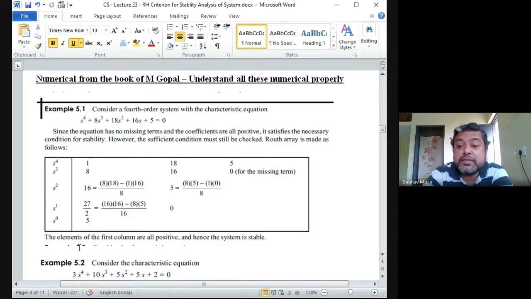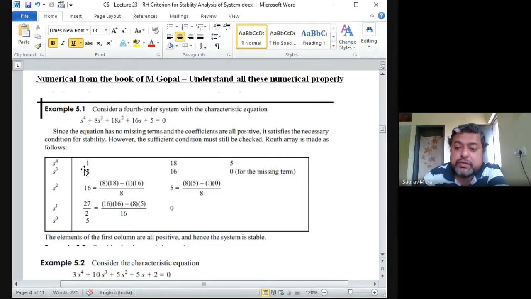So if you find there is no sign change in the first column, where this table comes from, this table comes from the above equation. After you form the table, just check the first column. No sign change in the first column means all elements in the first column are positive, or all elements in the first column are negative. Both are okay. In that case, we come to the conclusion that there is no pole of the system lying in the right hand side.